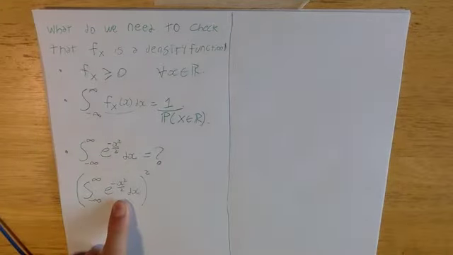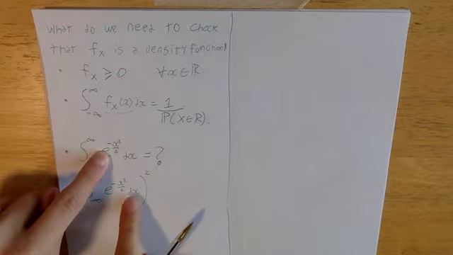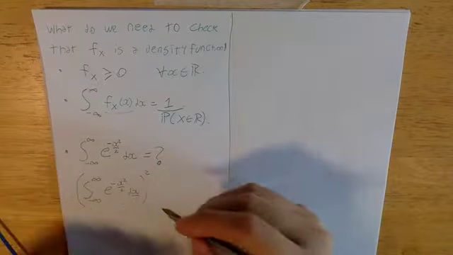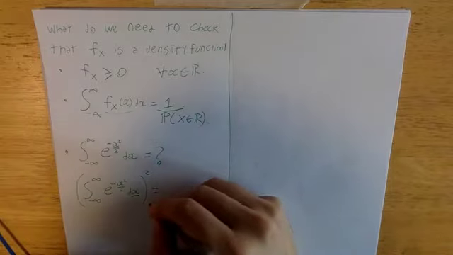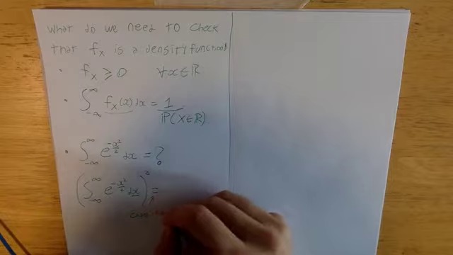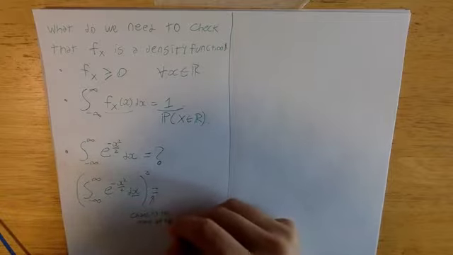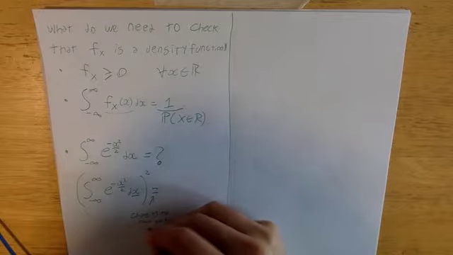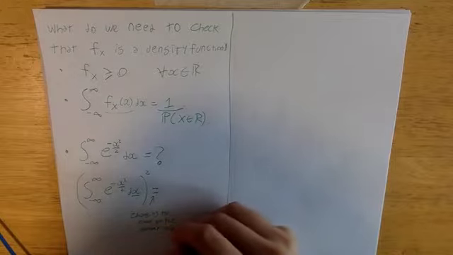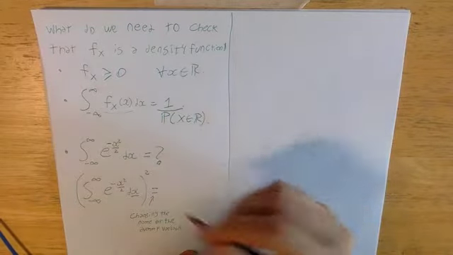Now the square of this is just the multiplication of this times another one of this, but we can change the name of the dummy variable. So here I called it x, but I could have called it y, z, or whatever I want.